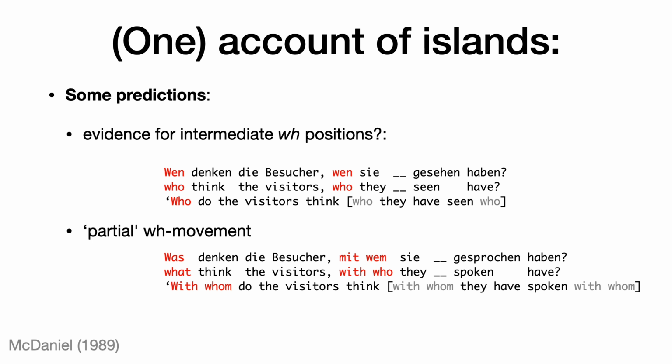And something else kind of interesting happens, which is sometimes called partial WH movement. It's claimed that languages like Hindi-Urdu also do something like this. There's disagreement about that, but you can say things in German like, what think the visitors with who they have spoken? And if you say that, it's understood as a question about with who.